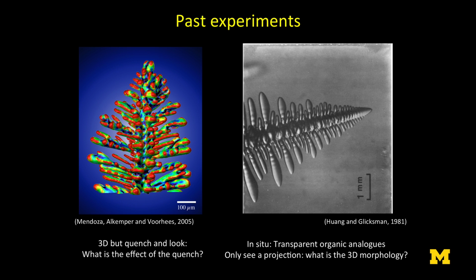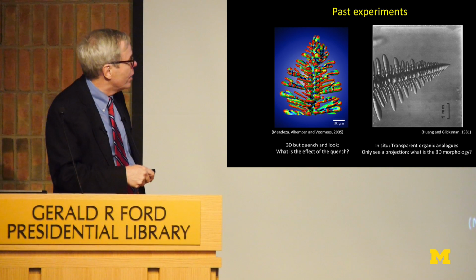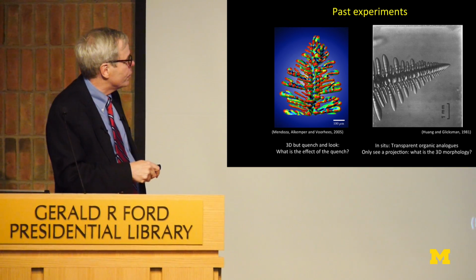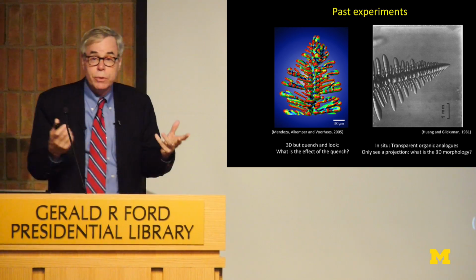One of them is called quench and look experiments, where you take an alloy, you quench it, you section it up, and you can make a 3D reconstruction. These branches here are colored by the local mean curvature, which I'll explain what that means in a minute. But the important thing to note here is that positive mean curvature is red and negative mean curvature is black. We did it this way so it looks like a Christmas tree.